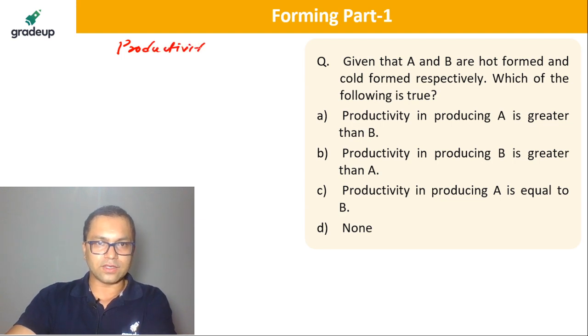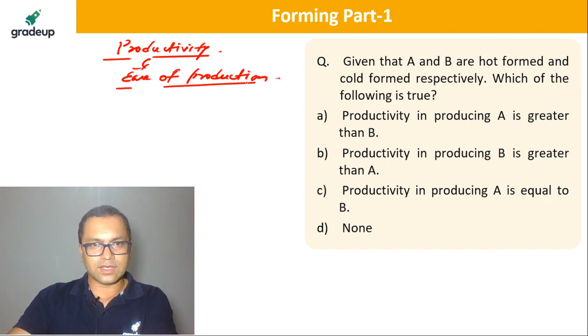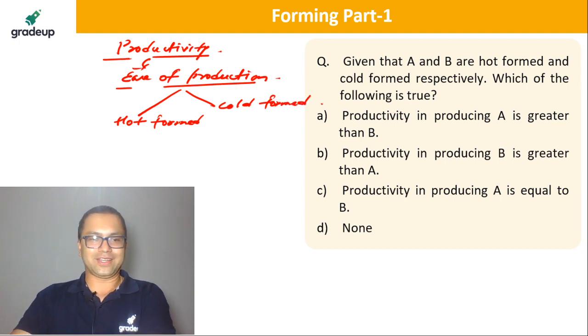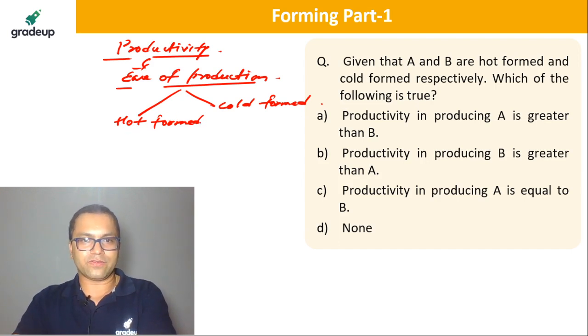Productivity is nothing but ease of production. So productivity means ease of production. Is it going to be more in hot worked, hot formed, or cold formed? Which one? Is ease of production going to be more in hot formed or in cold formed?